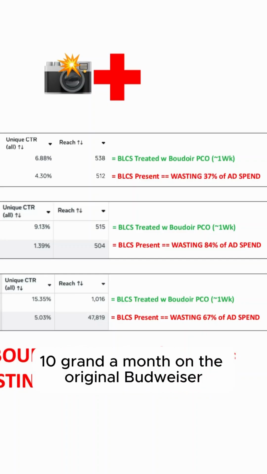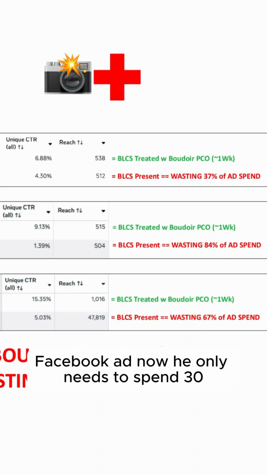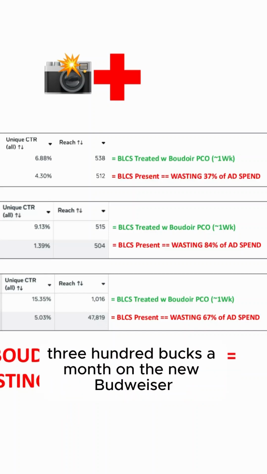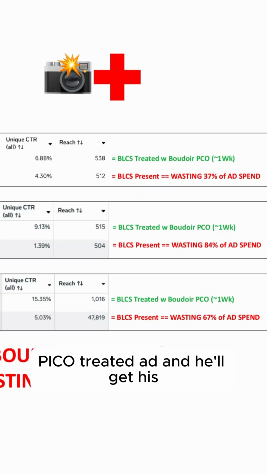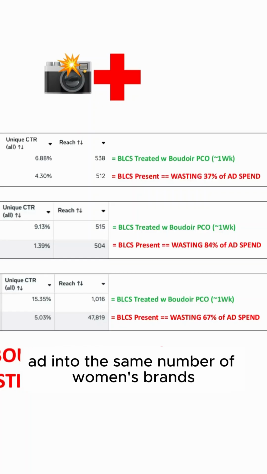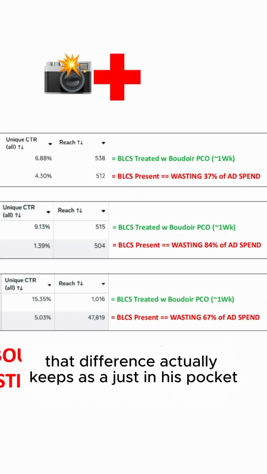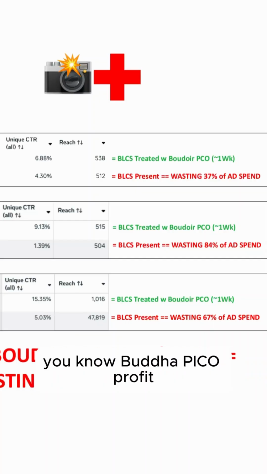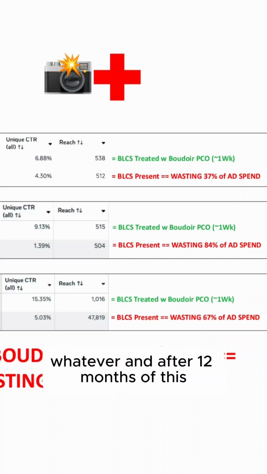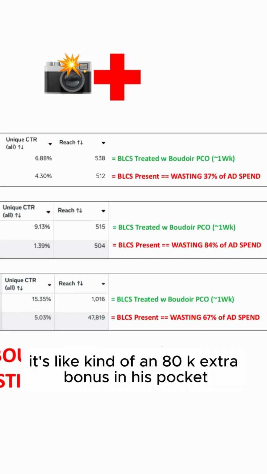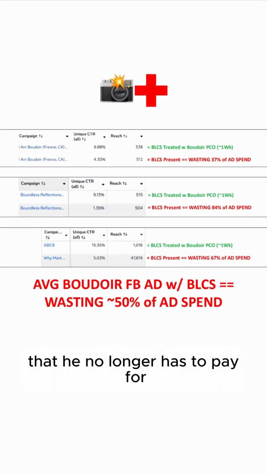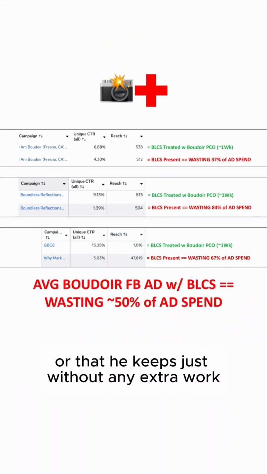So if he was spending 10 grand a month on the original Boudoir Facebook ad, now he only needs to spend 3,300 bucks a month on the new Boudoir Pico treated ad, and he'll get his ad into the same number of women's brains. And that 6,700 bucks a month delta, that difference, he actually keeps in his pocket. Again, as another phantom profit, Boudoir Pico profit, whatever. After 12 months of this, it's kind of an 80K extra bonus in his pocket that he no longer has to pay for, or that he keeps without any extra work.